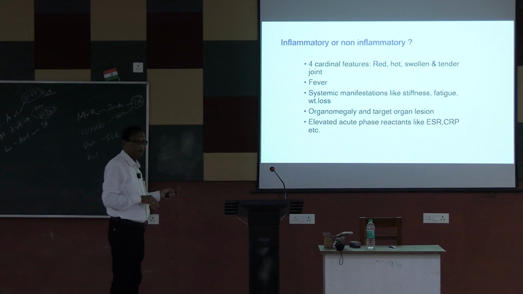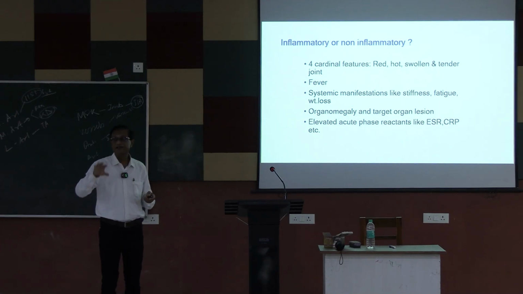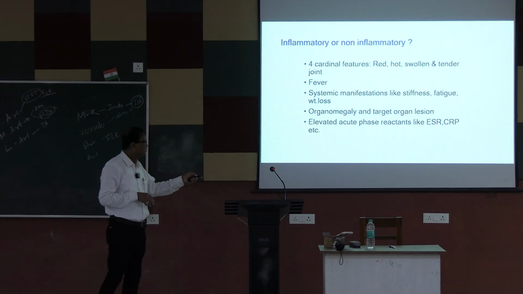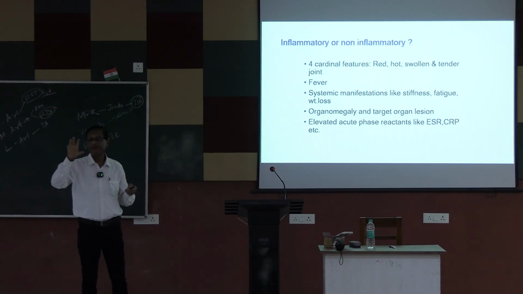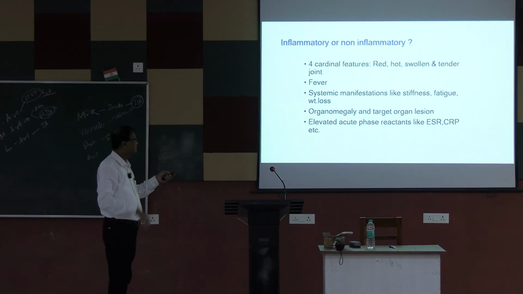Inflammatory arthritis is associated with fever, sometimes other target organ involvement, and systemic manifestations like stiffness, fatigue and weight loss, and elevated acute phase reactants. These are the characteristic features of inflammatory arthritis. Morning stiffness is very characteristic of juvenile arthritis. I don't have time to describe it now, I will describe it in the clinic class.